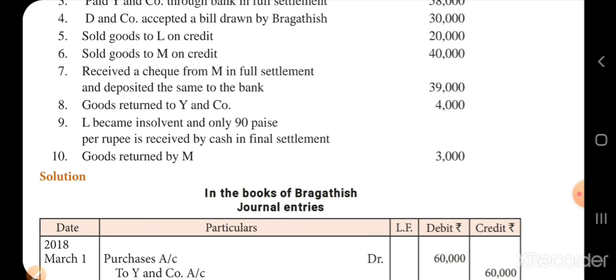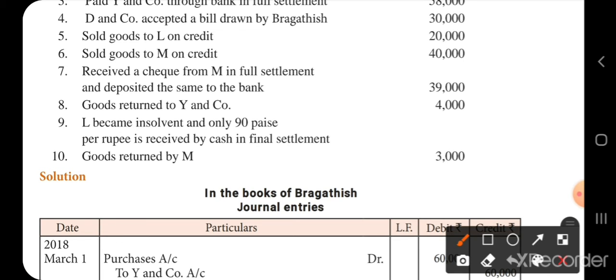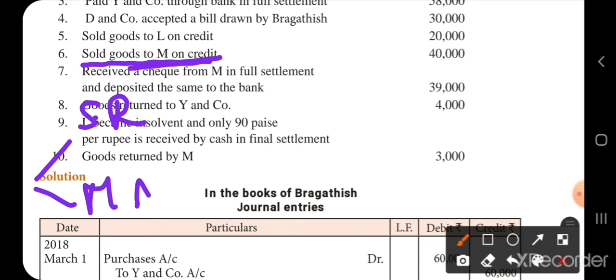Now M has returned the goods. Who is this M? Bragadish has sold the goods to M, and now M has returned the goods back. That means it is a sales returns. Once Bragadish has sold the goods, it is coming back to him. So it is a sales returns. So what are the accounts involved? Sales returns account and M's account. Sales returns is a real account, M is a personal account.